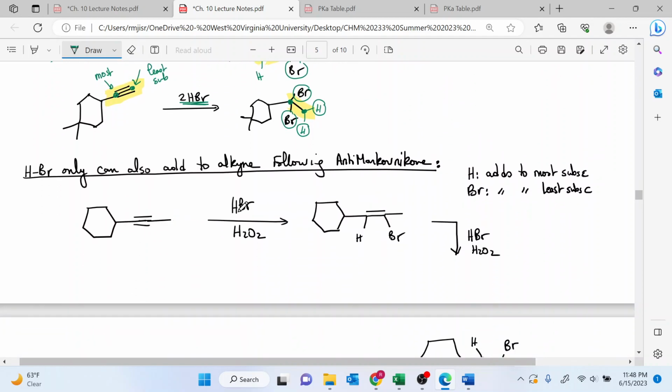Triple bonds can do anti-Markovnikov reaction, but this time we are using just HBr. As we did with the double bonds, HBr only works with anti-Markovnikov. HCl and HI, we try to avoid those with anti-Markovnikov. They don't work. And we're going to still add either one equivalent or two equivalents, but the difference here is that we're going to ignore stereochemistry.